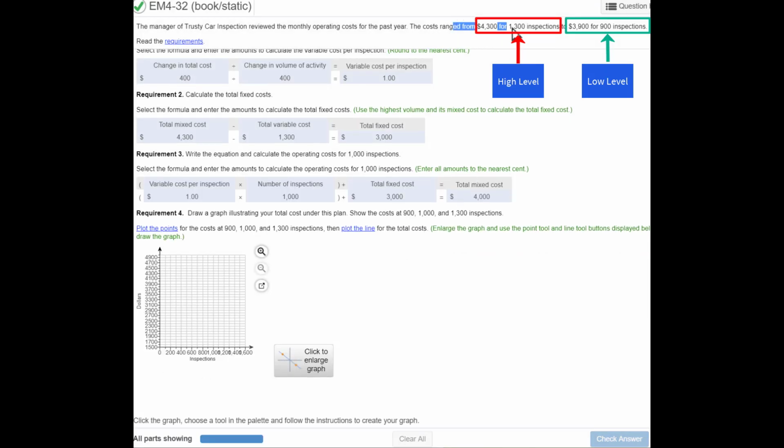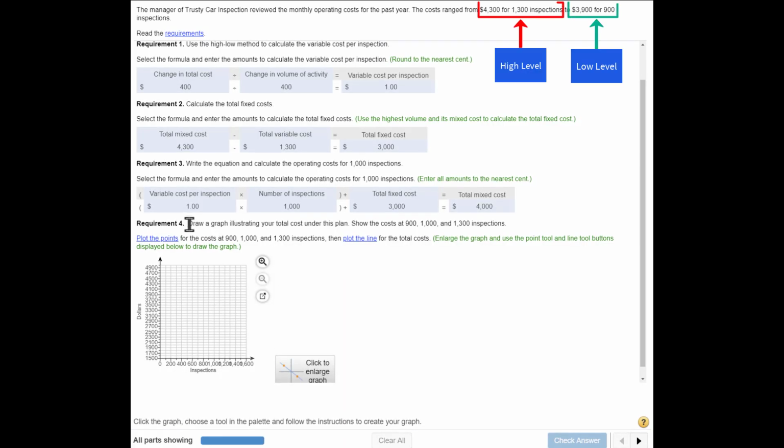So if our boss asked us, well, if 1,300 inspections cost us 4,300 and 900 inspections cost us 3,900, how much are 1,000 inspections going to cost us? We know right here, $4,000. Now we get to graph it. Requirement 4, we're going to draw a graph illustrating the total costs under this plan. Show the costs at the level of 900 inspections, 1,000 inspections, and 1,300 inspections. So we're going to graph those 3 plot points on this graph, and then that line that will correspond to those 3 points will be able to help us predict costs in different scenarios.